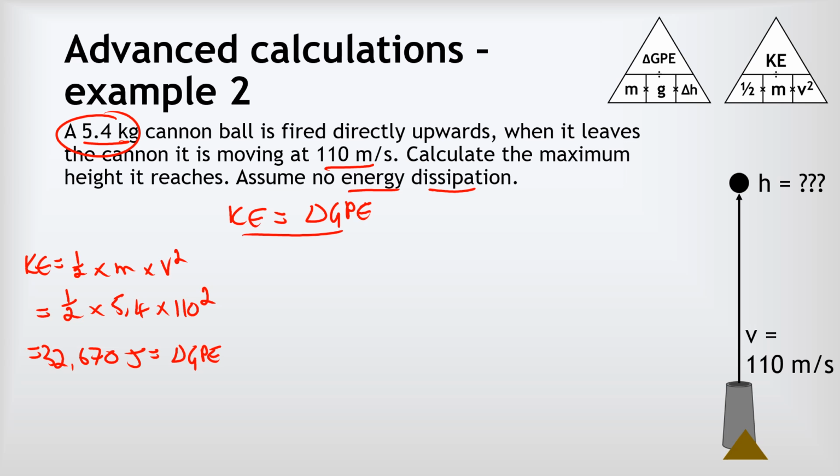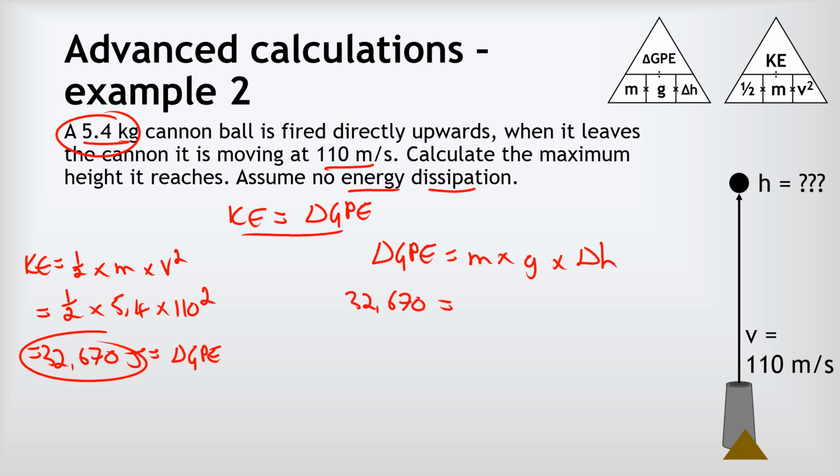So let's write out the delta GPE equation. So we can say delta GPE equals m multiplied by g multiplied by delta h. Delta GPE was 32,670. That's the value we just calculated. Equals the mass, 5.4 kilograms, multiplied by g. Again, it doesn't say g, but because we're on Earth, unless it specifies otherwise, we can assume that. So we're going to call that 10 multiplied by delta h, which we don't know. So let's simplify before we rearrange.